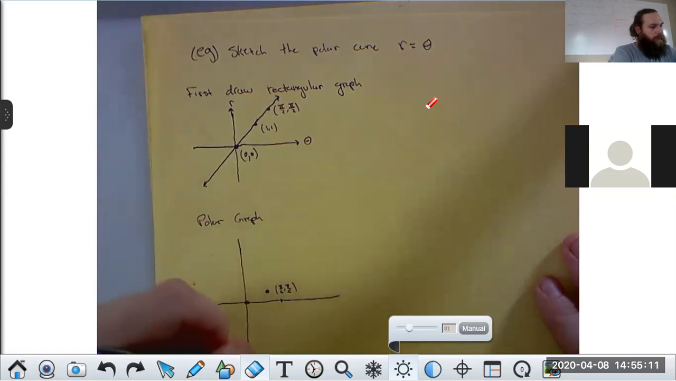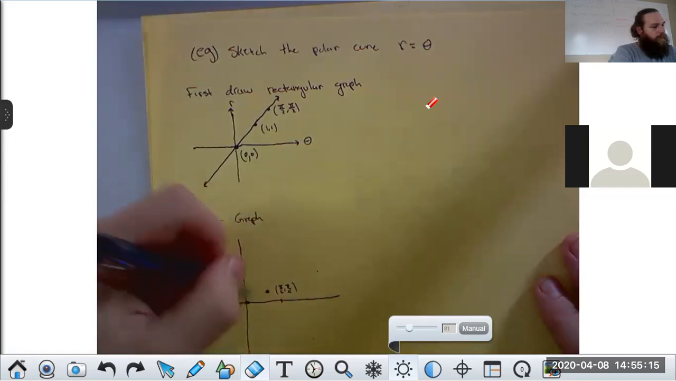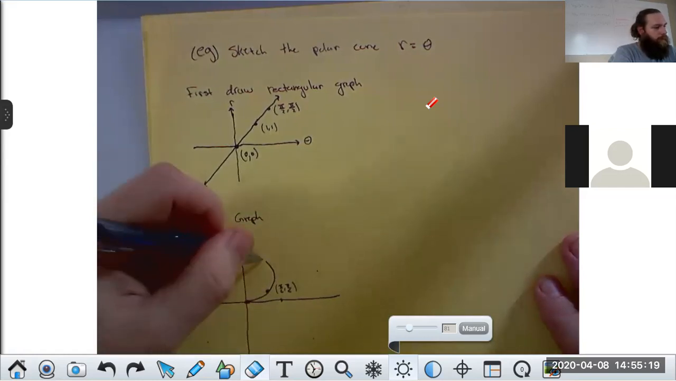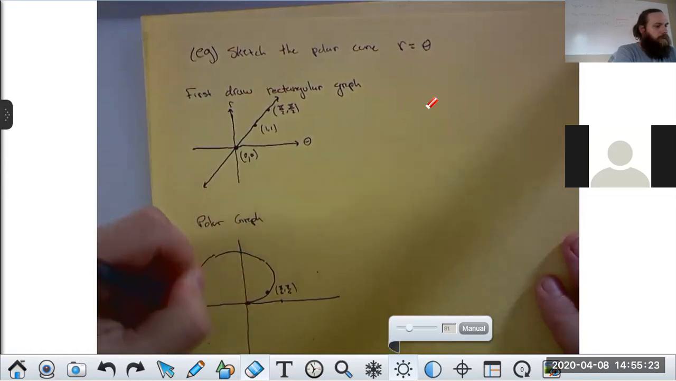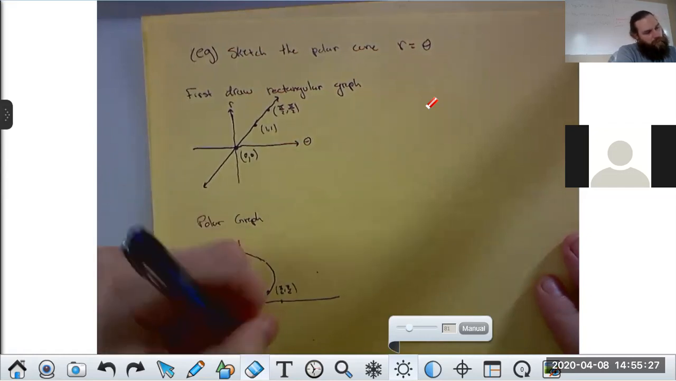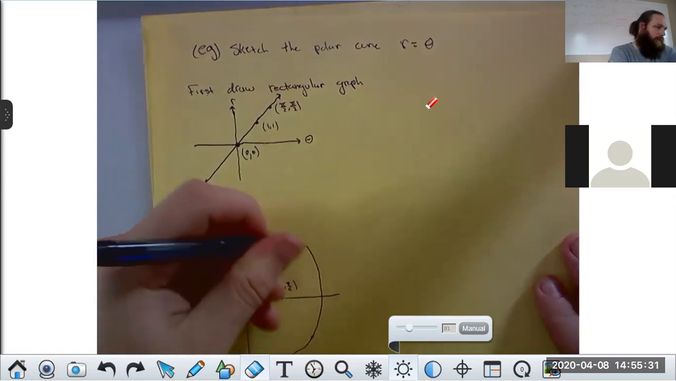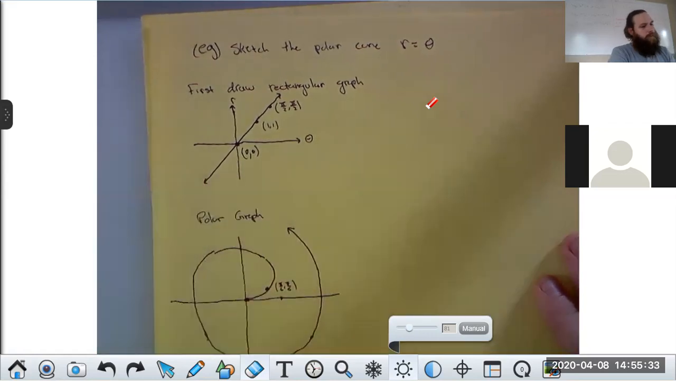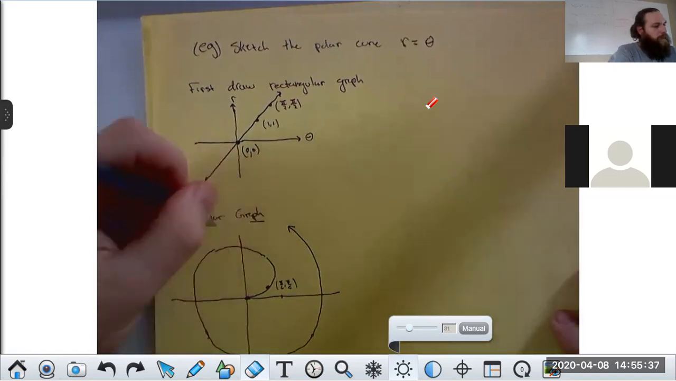Every time we go around, we go out a little bit further. This is going to generate what's called an Archimedean spiral. Oof. Right, this is the Archimedean spiral, r equals theta.